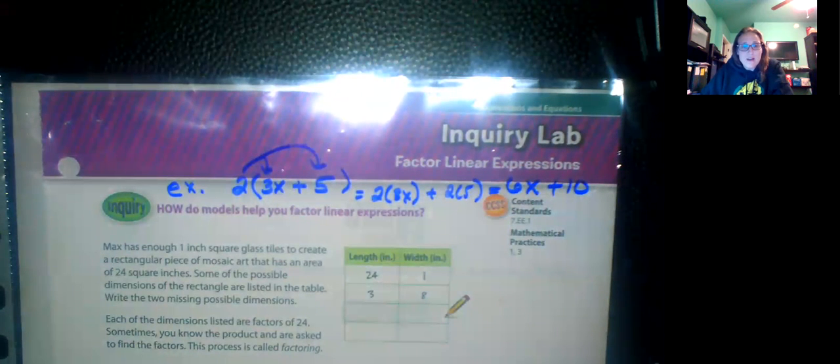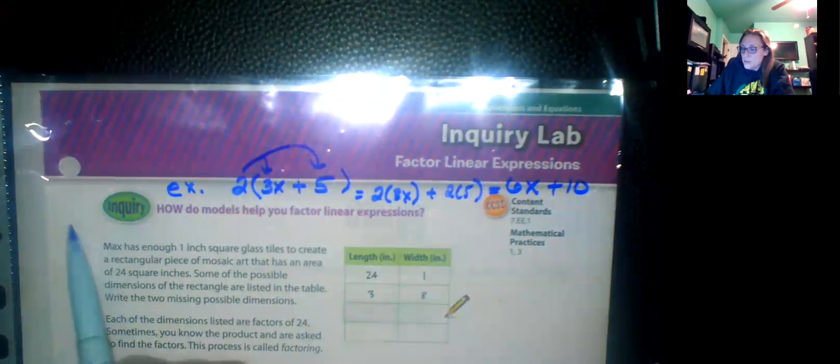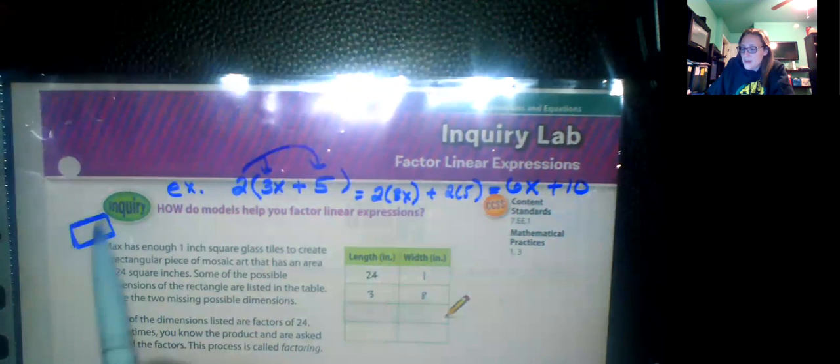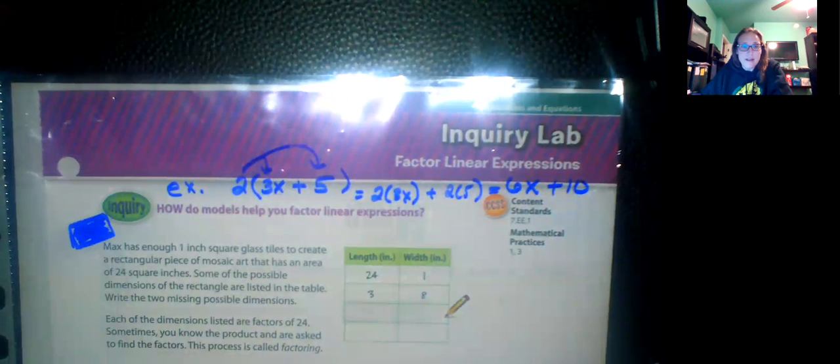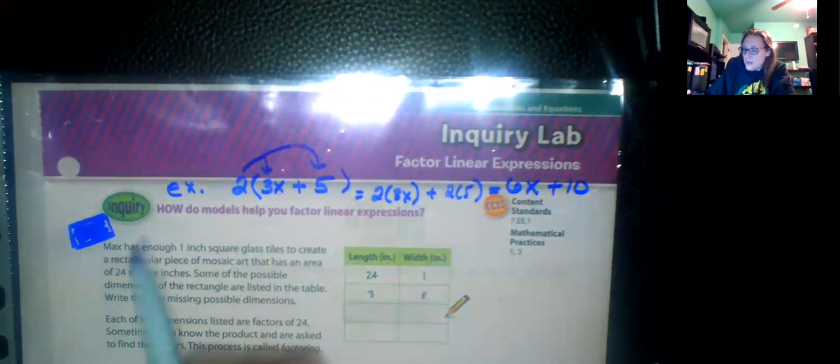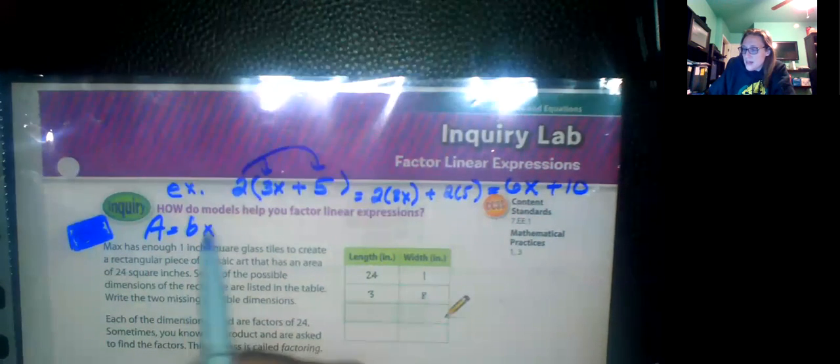So Max has enough 1-inch square glass tiles to create a rectangular piece of mosaic art that has an area of 24 square inches. Okay, so we're looking at a rectangle, and the area is all the space on the inside. Okay, and so area is base times height, or length times width. Okay, so the length and the width. So some of the possible dimensions of the rectangle are listed in the table. Write the 2 missing possible dimensions.